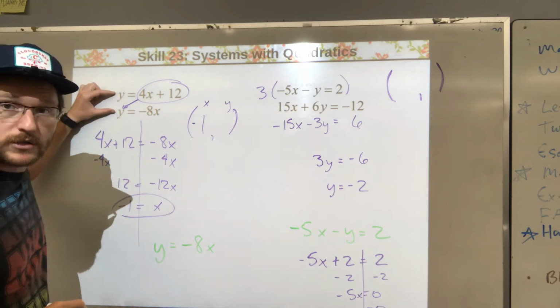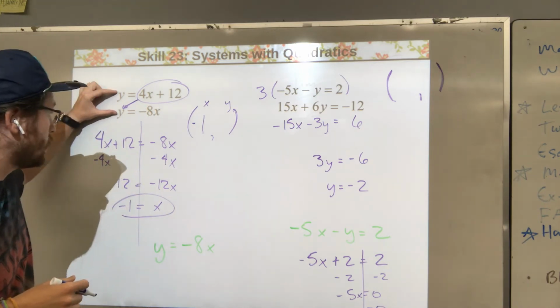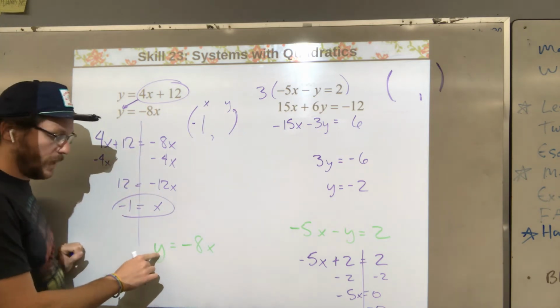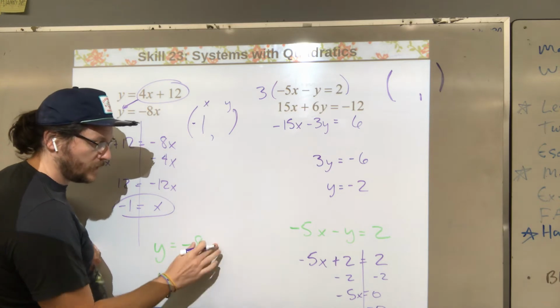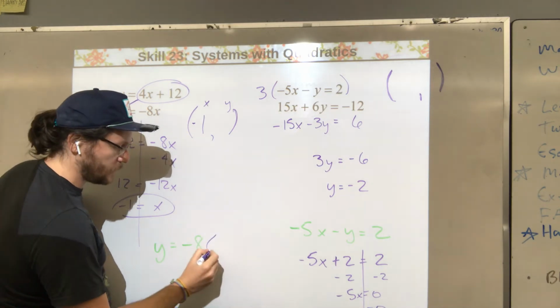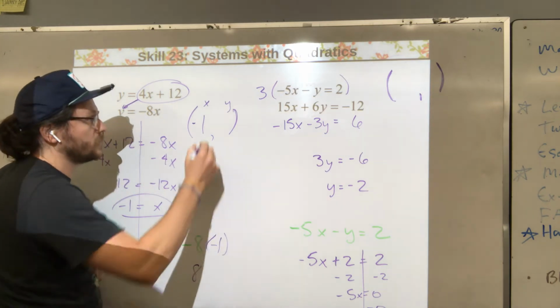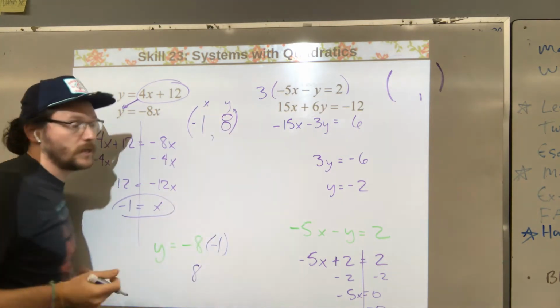Okay, it doesn't matter which equation from the ones that we had to start with. This one to me is clearly easier. So we're going to do that one, y equals -8 times x. Instead of x, we're going to use our x value, which is -1. -8 times -1 is just 8. So we know that our answer here is -1, 8.